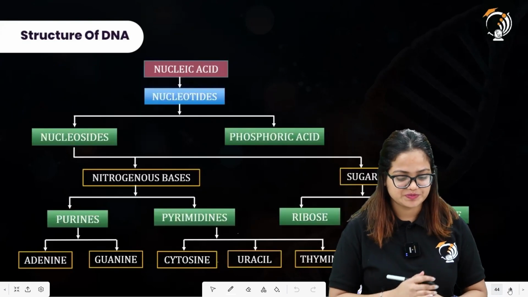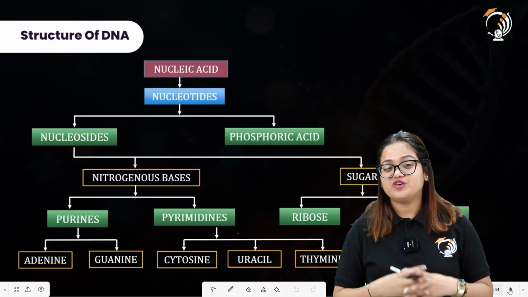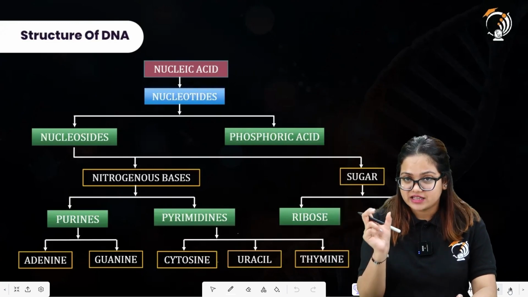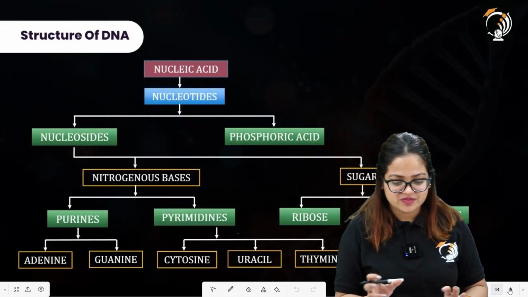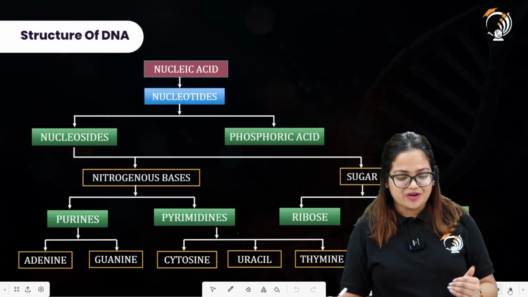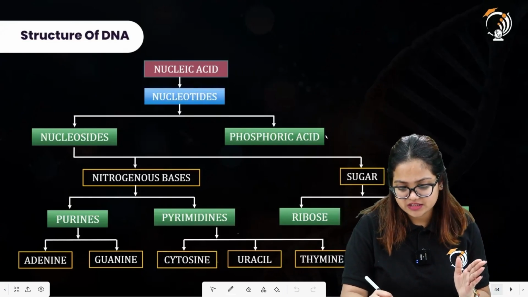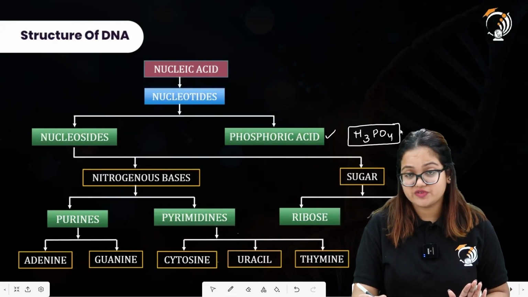Next, since we discussed that the full form of DNA is deoxyribonucleic acid, we are focusing on the term nucleic acid. What is a nucleic acid made up of? It is made up of nucleotides, in which the nucleotide is further made up of nucleosides and phosphoric acid. We have discussed what the phosphoric acid is. Basically H3PO4 provides us with the PO3, that is the phosphate group.